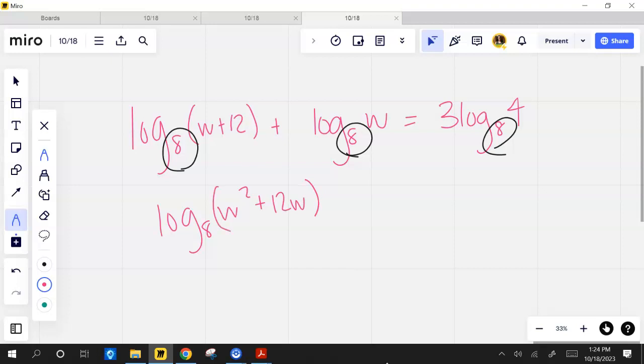We just multiply those two together, right? Equals. Now I can just drop the logs off. I was going to say, this is pretty easy.